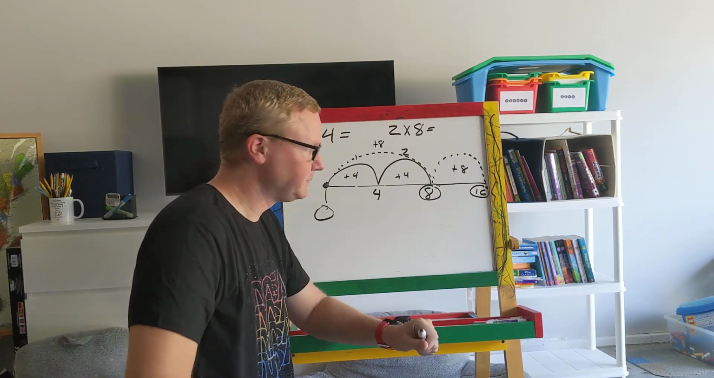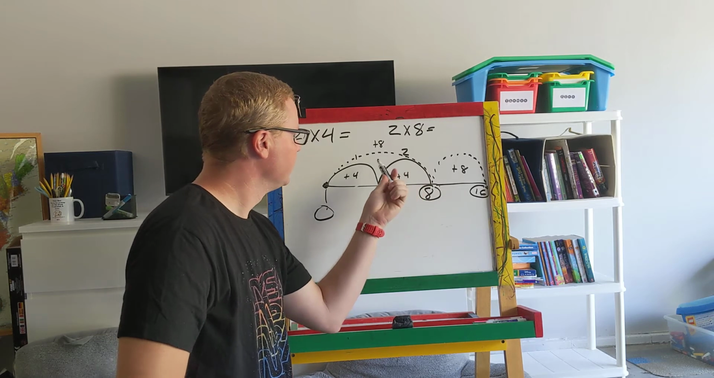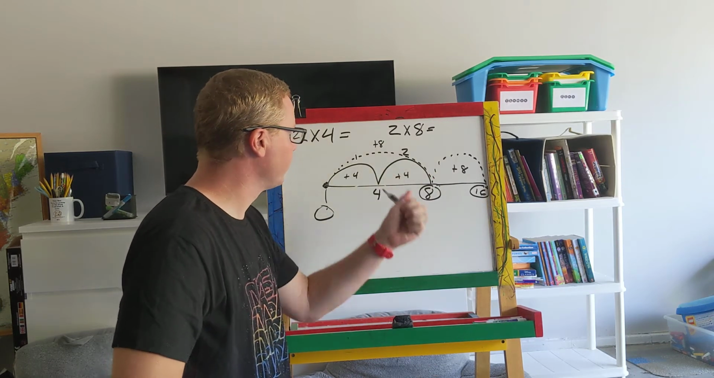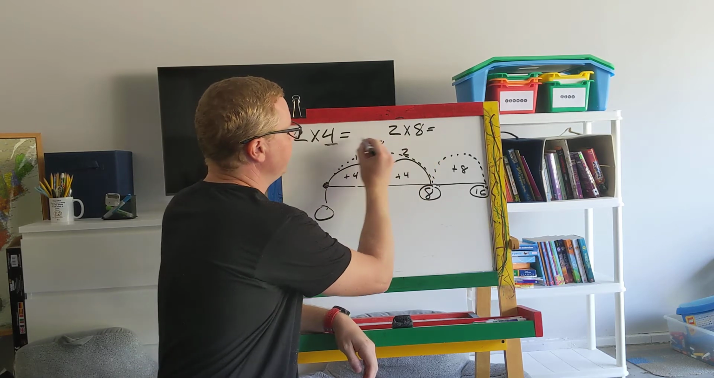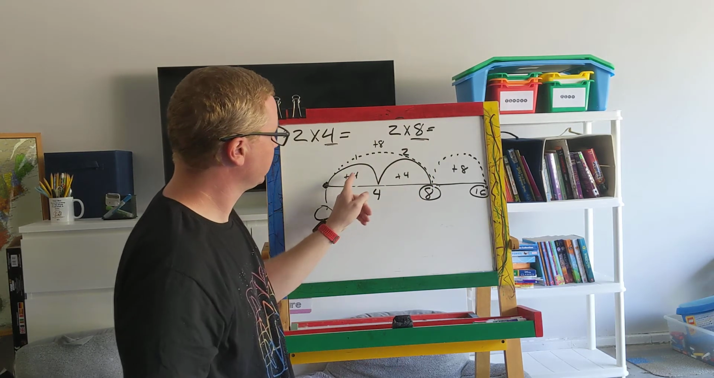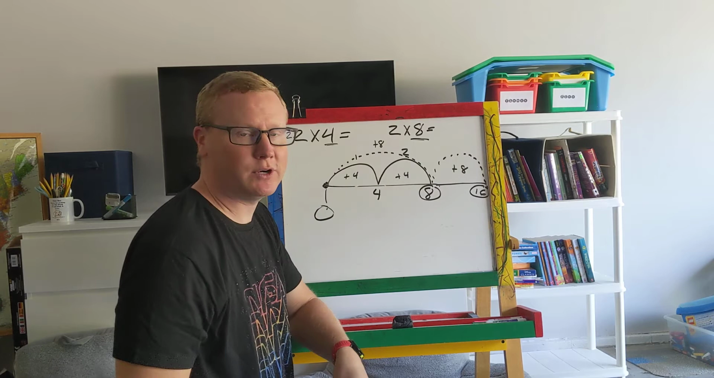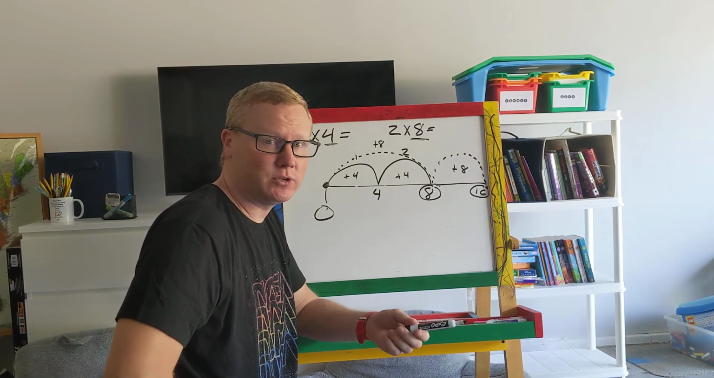Hopefully you can see that. It's just kind of a continuation. We doubled this number right here from 4 to 8, so we kind of doubled the amount that we're jumping by. Kind of a cool trick.